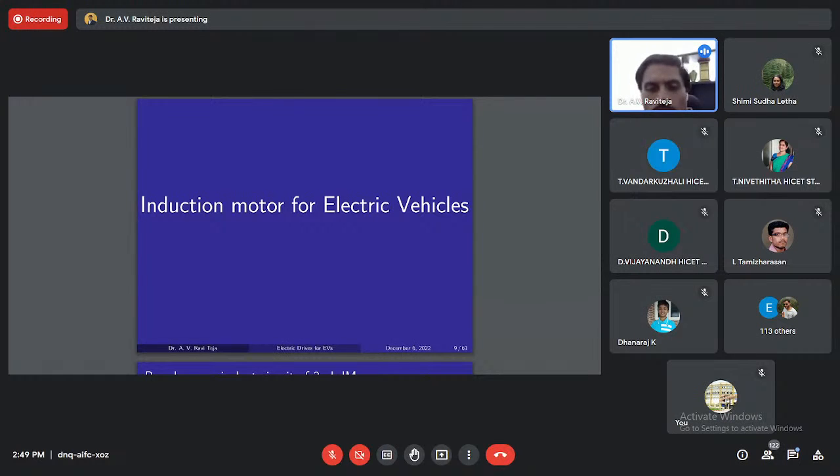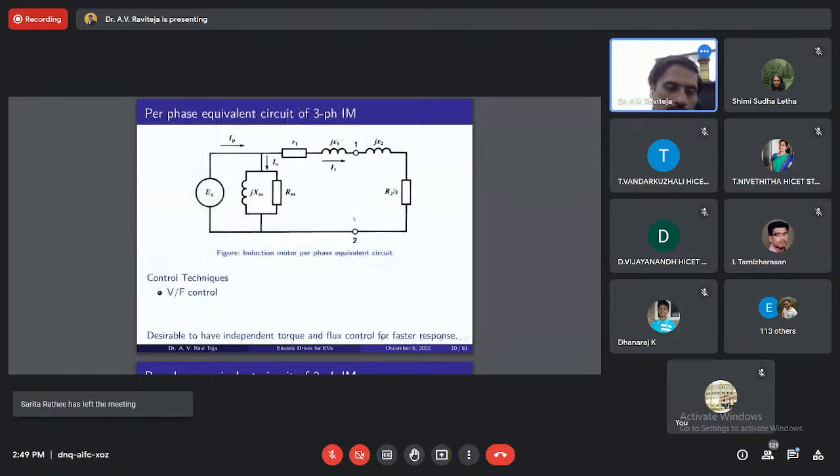If I want to use induction motor for electric vehicles, now I have made a choice, and then we have to next see how to choose the control algorithm for EV application, and which control algorithm is how much complex, and what advantage and disadvantage that will give.